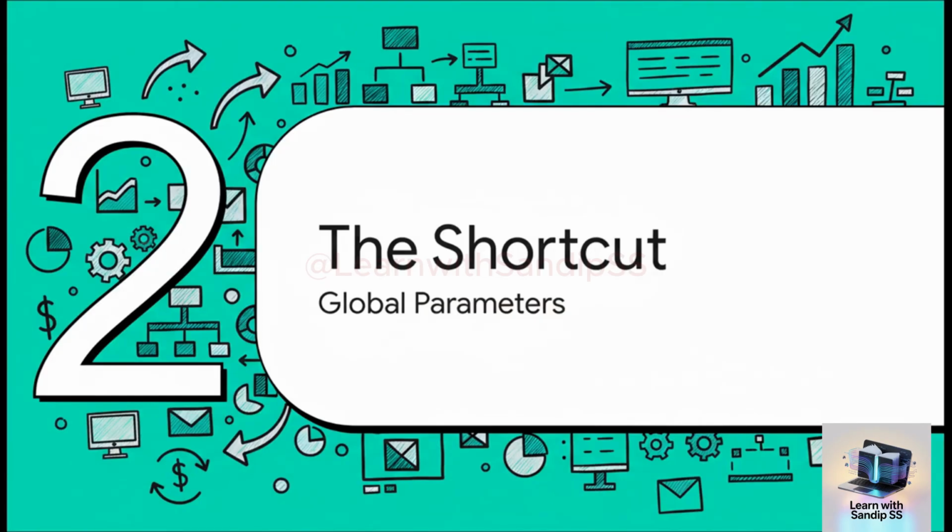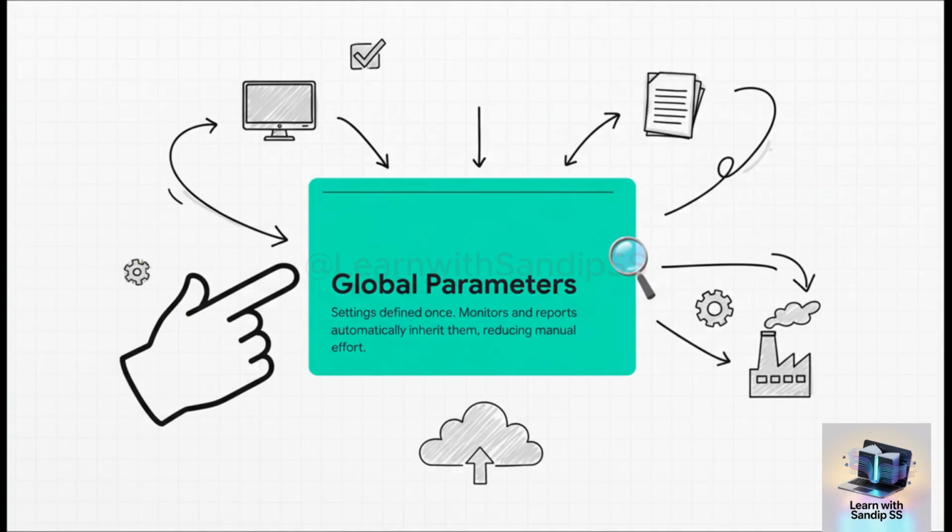But hold on, before you even touch one of the monitors, there's a simple but incredibly powerful step that acts as a massive shortcut, saving you a ton of time, and it's called setting your global parameters. The idea behind global parameters is just beautifully simple. Set your context one time and then use it everywhere. So instead of you or your team manually typing in the same info again and again in different reports and monitors, you just define it once. Then everything else, the monitors, the reports, they automatically inherit those settings. This is just a huge win for cutting down on manual work and making sure everyone is looking at the exact same slice of data.